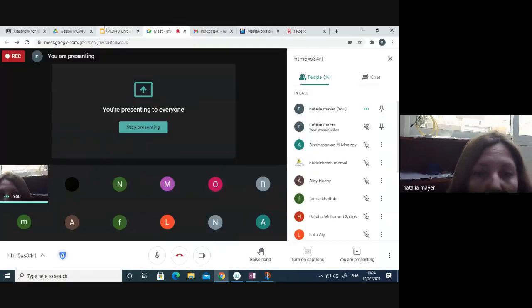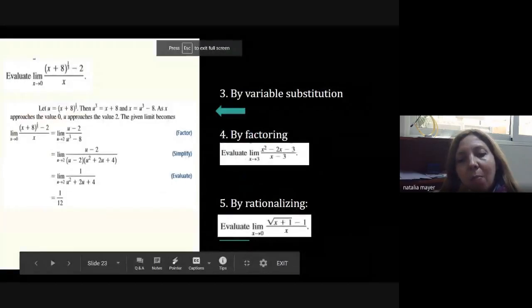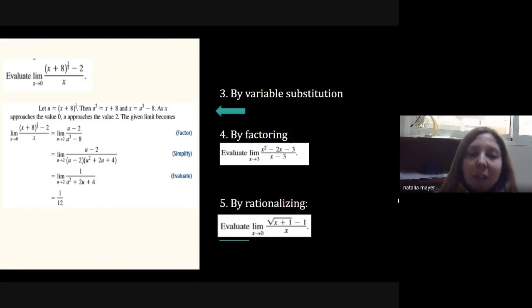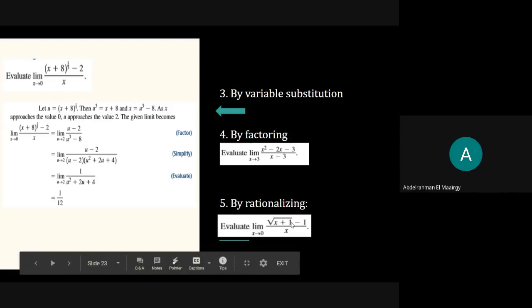Okay. Next strategy: by rationalizing. Number 5, evaluating the limit by rationalizing. Write it down and write down this example. What is the question? Can we go back? Yes. Okay, just a second.